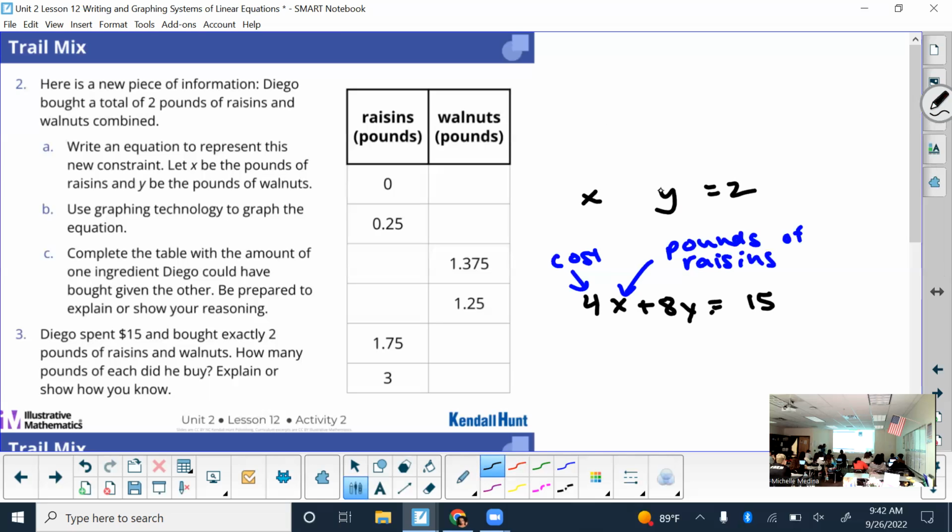And what math word, or math symbol, do we use for the word combine? What math symbol do we use for combining stuff? No. Like if your options are addition, subtraction, multiplication. Addition. Good. Adding. So this would be the equation. That's it. x plus y equals 2.